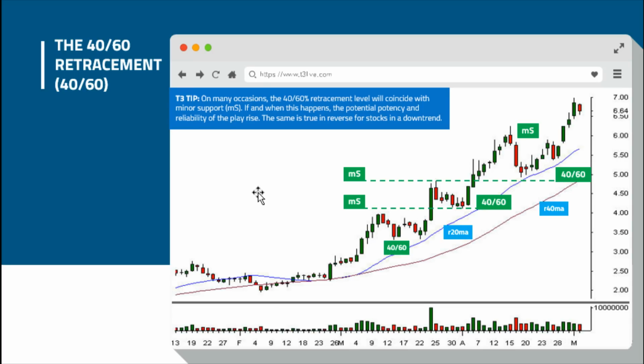Now, this is the beautiful thing, that on many occasions, on most occasions, the 40-60% retracement level will coincide with minor support and the rising 20. If and when this happens, the potential potency and reliability of the play rises. The same is true in reverse for stocks in a downtrend. So check this out. From here to here is 100%. From here to there is about 40%. So that's a good buy setup. From here to there is 100%. From here all the way down to here, that's about 40, let's say. Also at the rising 20 and minor support.